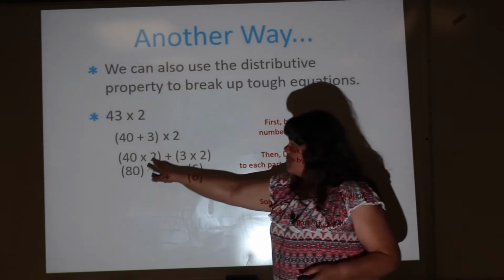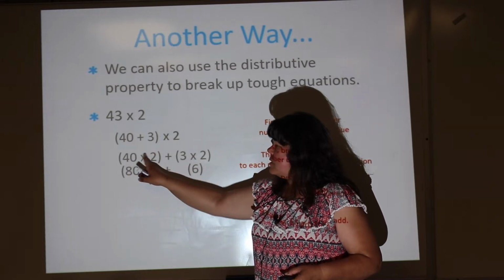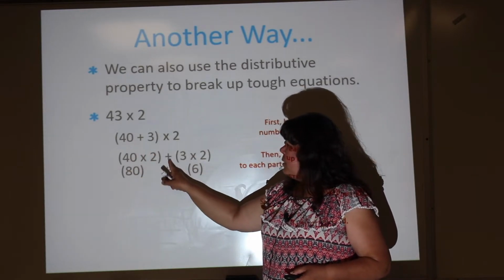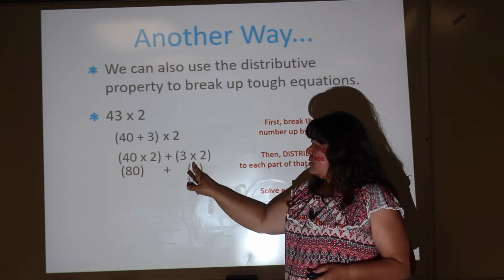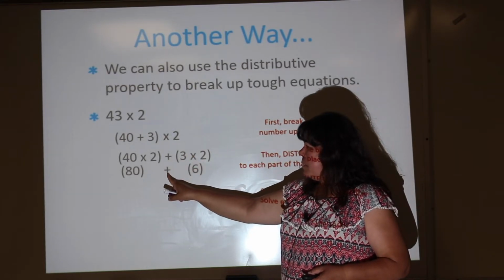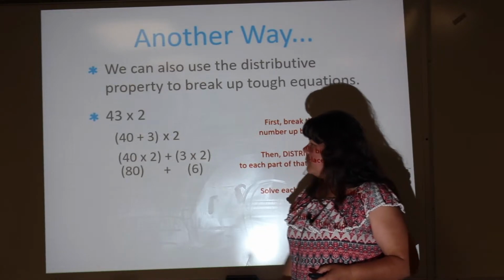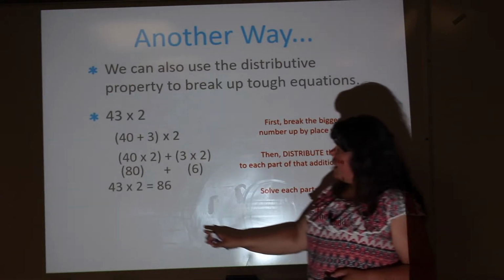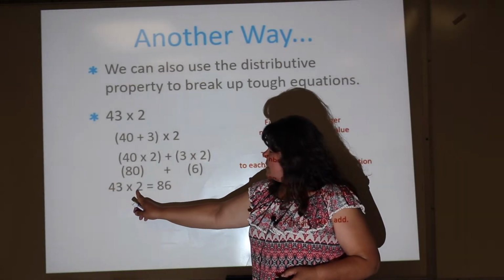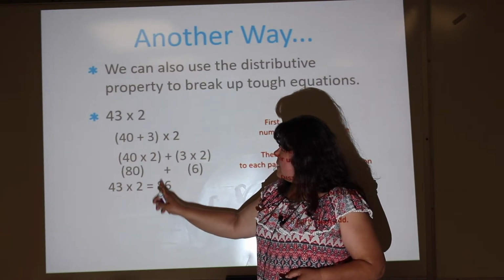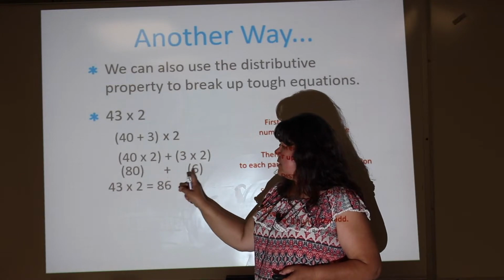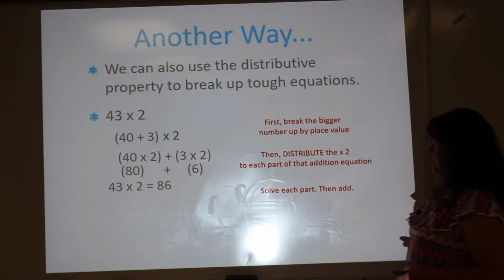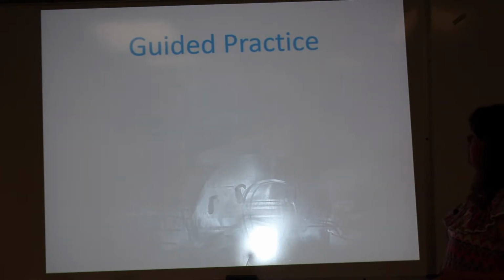So 40 times 2 equals 80, and remember this just means I have two 40s, plus 2 times 3, this means I have 2 3s, which equals 6. I'm bringing my plus sign down. So 43 times 2 is going to equal 86, because my 80 plus 6 equals 86. Nice way to do that.